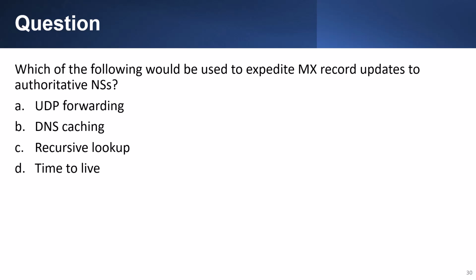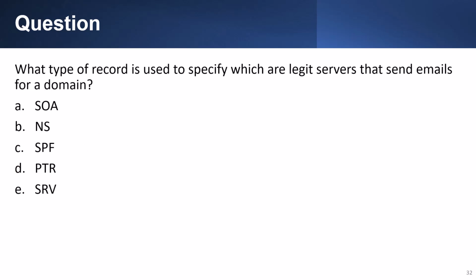Question: which of the following would be used to expedite MX record updates to authoritative name servers? Answer: time to live. Question: what type of record is used to specify which are legitimate servers that send emails for a domain? Answer: SPF.